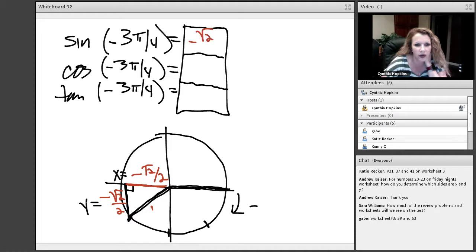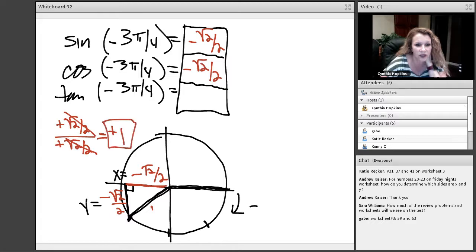Cosine is x over r, well, that's also negative rad 2 over 2. And then tangent, you guys please think before you go doing a bunch of math. This is negative rad 2 over 2 divided by negative rad 2 over 2. Aren't those numbers exactly the same? Cancel, cancel, and a negative over a negative is positive, and so I get positive 1. That should be that easy.